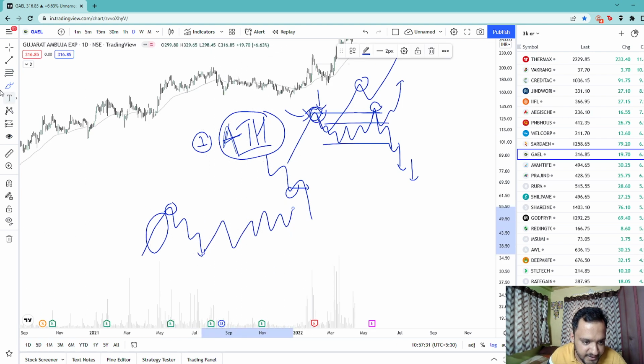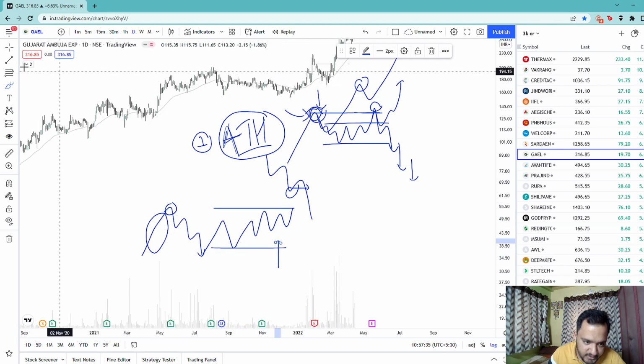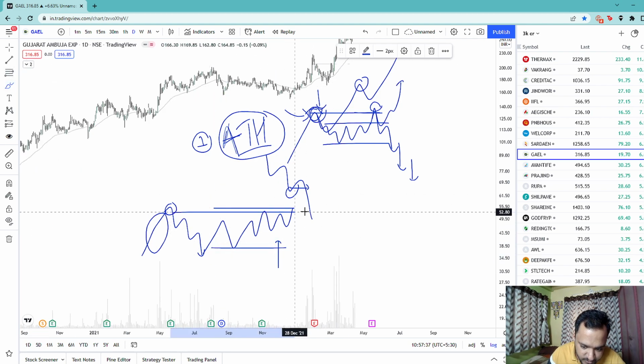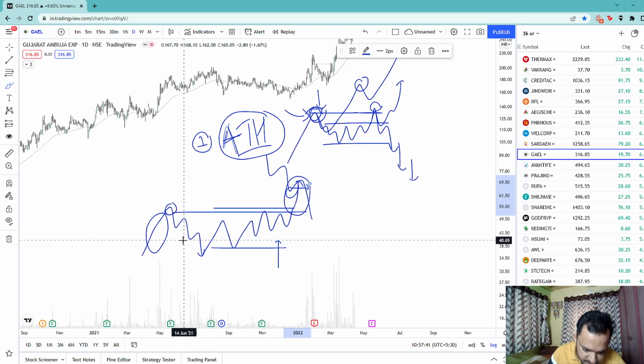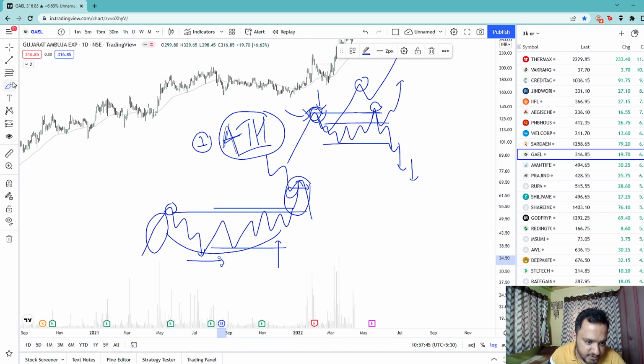What do we mean by an elaborate base? You'll see a base for multiple months is formed here. In this kind of scenario, the move which you'll get here will be pretty big, because we have spent a lot of time reaccumulating the stock. So whenever the market is all right and the volatility is low, you will see that these kinds of stocks tend to move really big.